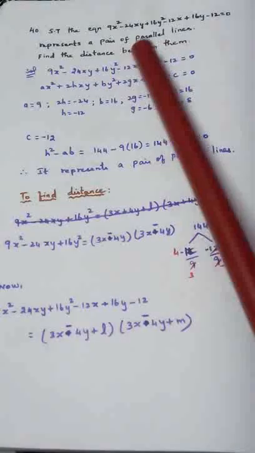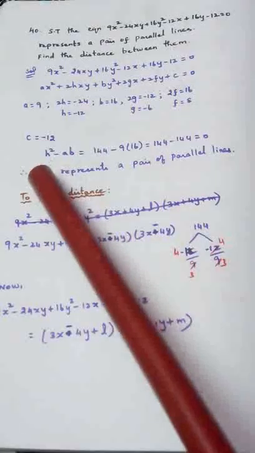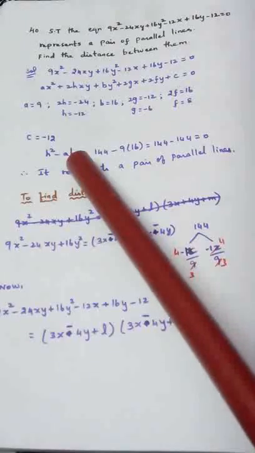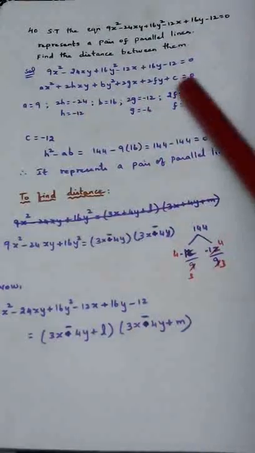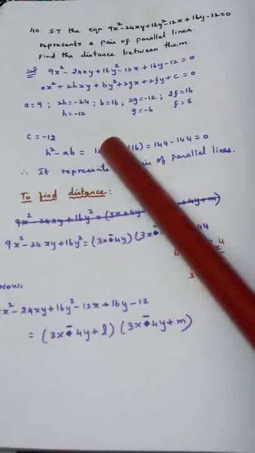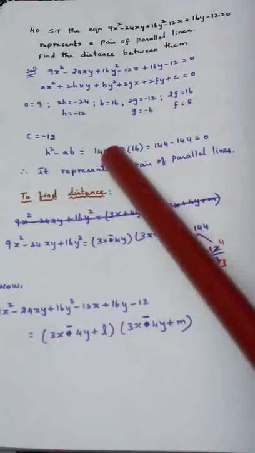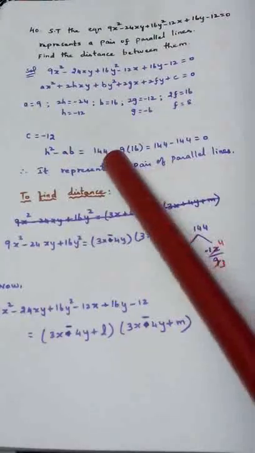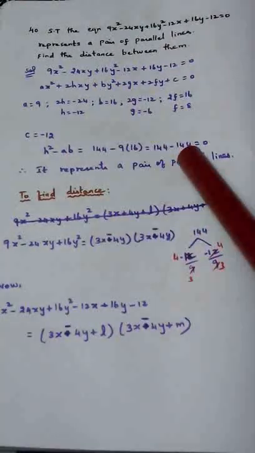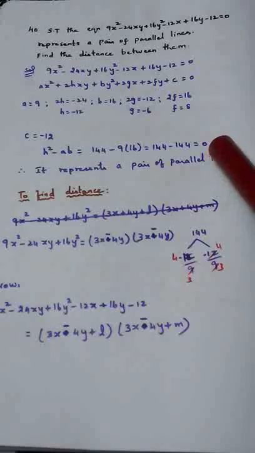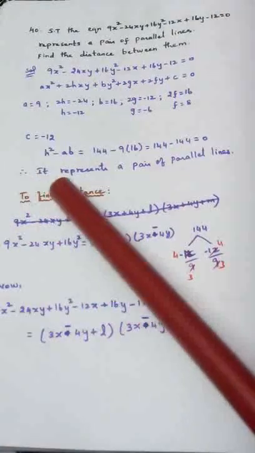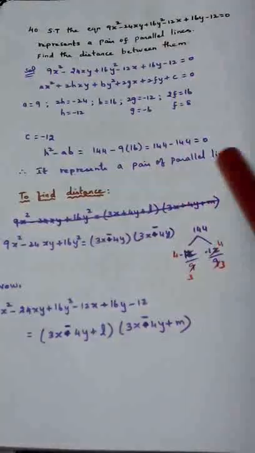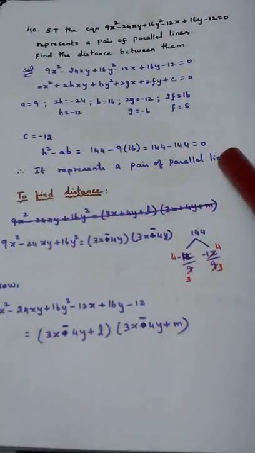Okay, now I am going to check whether it is parallel lines or not. What is the condition for parallel lines? h square minus ab should become 0. h square, what is h? h is minus 12, squaring gives 144, minus a value is 9, b value is 16. Multiplying 9 and 16 gives 144. So the answer is 0. Since the value is 0, we write that the given equation represents a pair of parallel lines. So one part is over.